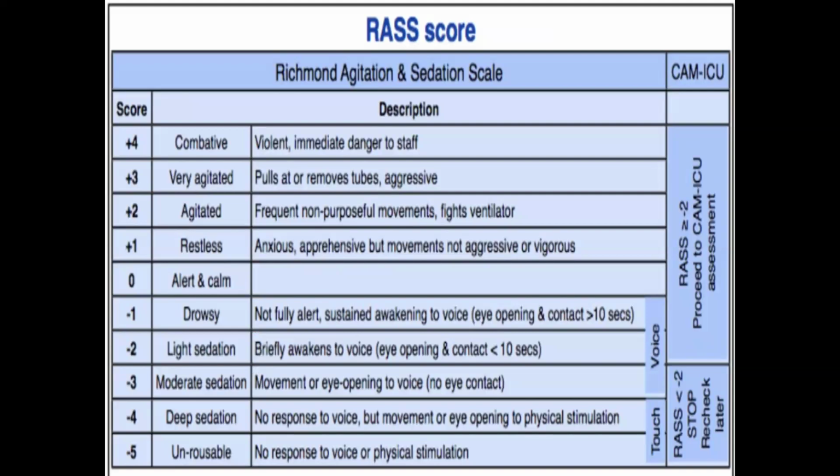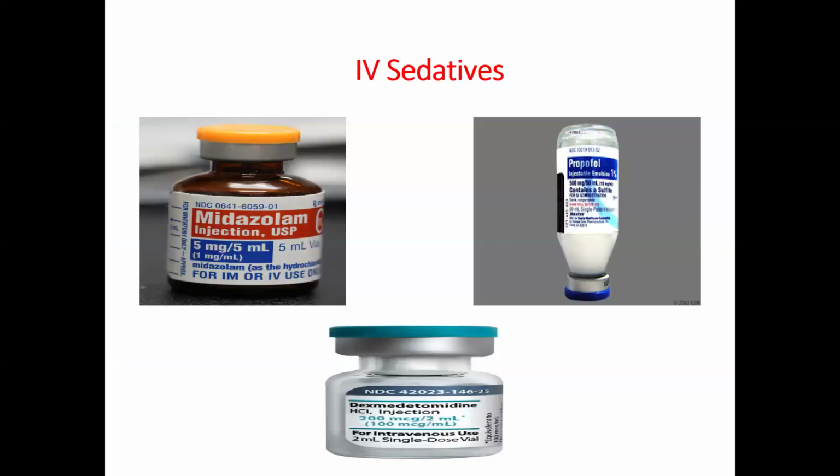The RASS scale is a very important scale for agitation and sedation in the ICU. Richmond Agitation and Sedation Scale. Okay. Basically, 0 is alert and calm. As you go up, you're getting more restless and agitated, and more like +4 is combative. Going down, you're getting more drowsy and sedated until you reach level -5, which is unarousable.